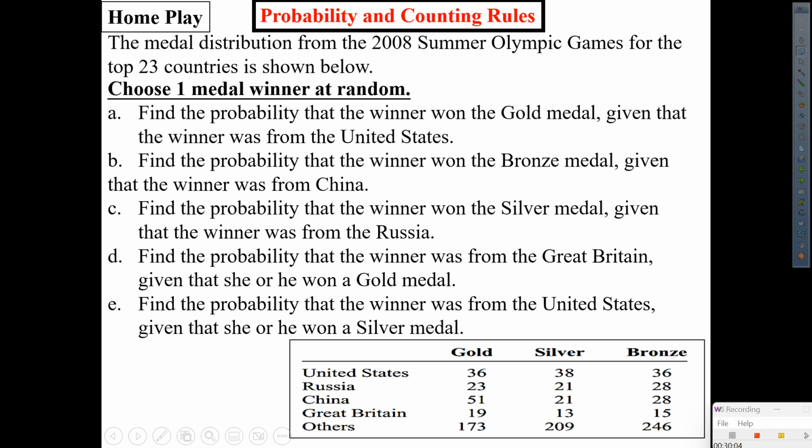You can take a picture of it or copy the table right now, and you don't have to write down all the verbiage. Just write A, B, C, D, and E. Start with your formula, and go from there. The homework says the medal distribution from 2008 Summer Olympic Games for the top 23 countries is shown below. So there's the two-way frequency table. Make sure you copy that, and let's get started.